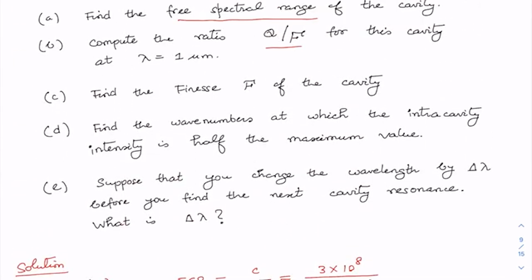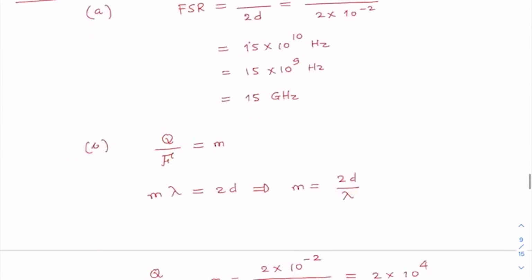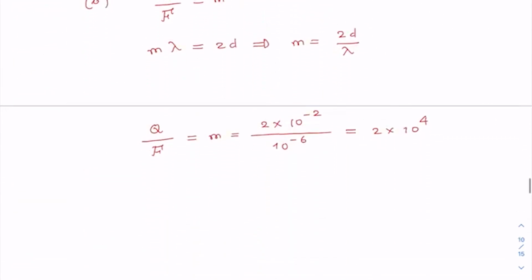Now you are asked to find the finesse of the cavity. We also know the formula for the finesse. Please refer to the lecture class, where you will see that I have written down this particular formula. Finesse is equal to 2 pi into the cavity photon lifetime into the free spectral range.